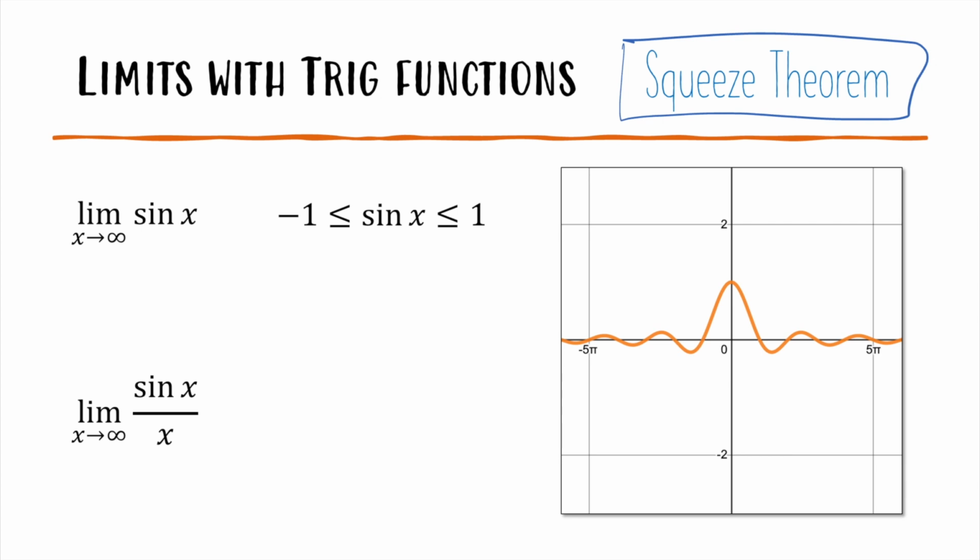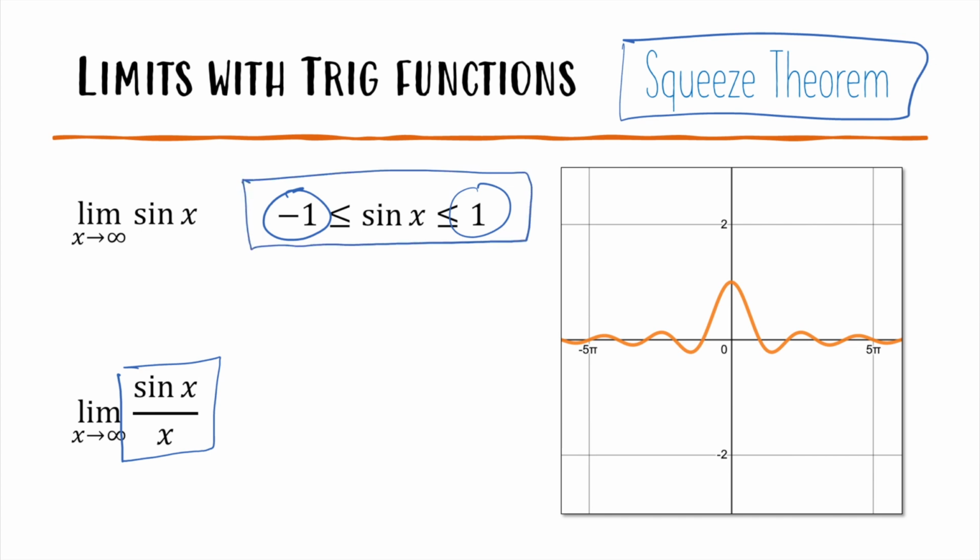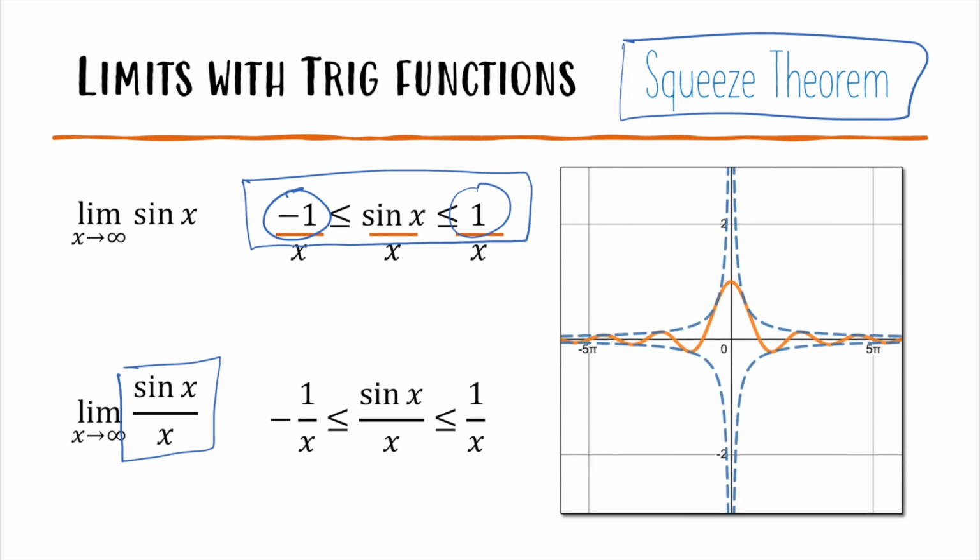So sine is oscillating, like we said, between -1 and 1. But I want to know about sine of x over x. So I can just take all of these terms in this one and divide them all by x. Now if I graph -1 over x and +1 over x, ooh, look at that, I can kind of see what's going on here. The orange graph, sine of x over x, is being squeezed by positive and -1 over x.